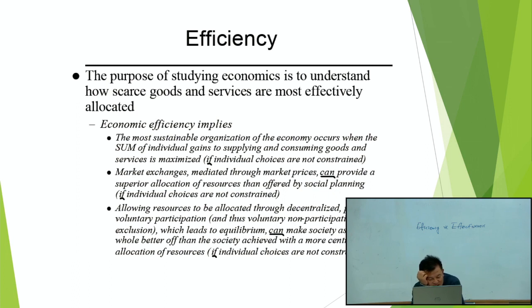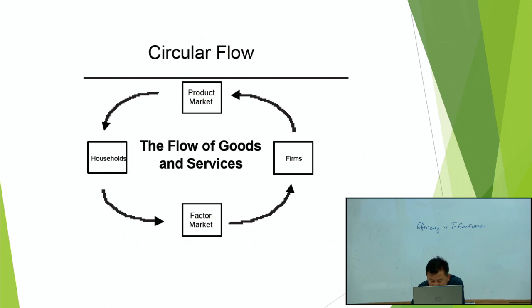So social planning versus market price exchange allocation, allowing resources to be allocated through decentralized or private voluntary participation. So efficiency is also related to the invisible hand. When we mention efficiency, we circulate plural things. One thing is the flow of goods and services, which circulates this way.